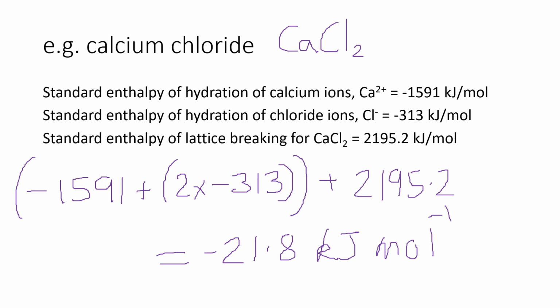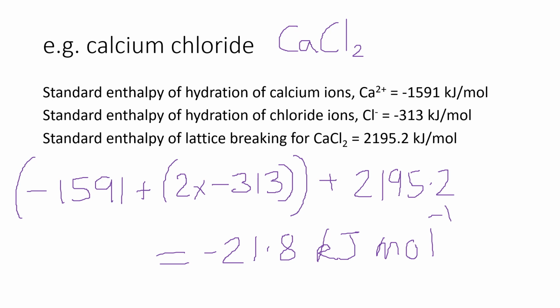As a side note, but very important, the more exothermic the value, the more soluble the compound would be. So if you were comparing two ionic compounds and one had a value for delta H sol of minus 50 and the other one was minus 100, the compound that was minus 100 would be more soluble than the compound that's minus 50.